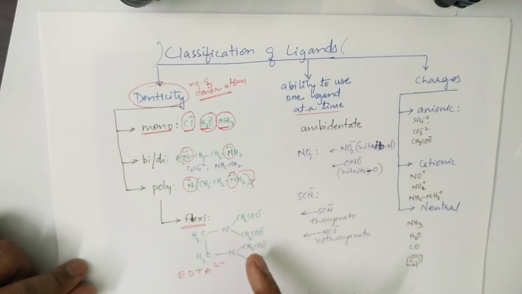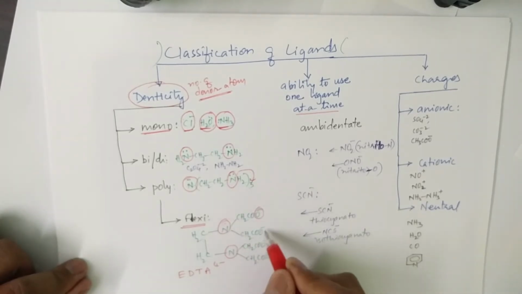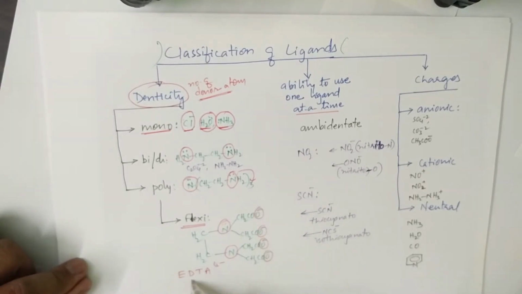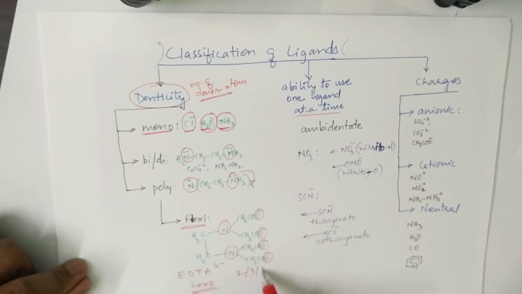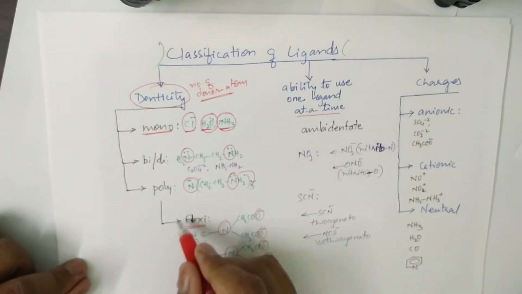It is used in the determination of hardness of water. Ethylene diamine tetra acetate ion is basically a hexadentate ligand. It can donate either 2 or 3 or 4 or 5 or all, depending upon how many donor atoms are required by the metal. Therefore, it has flexibility of donating the donor atoms. Therefore, it's also called flexidentate ligand.